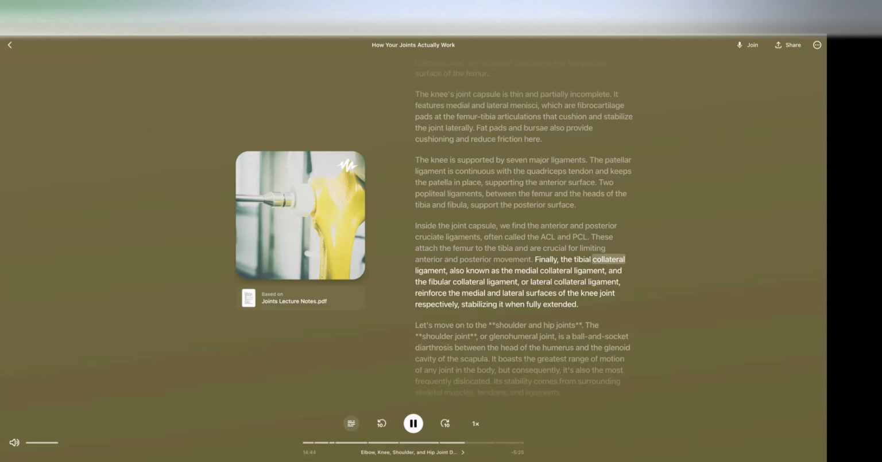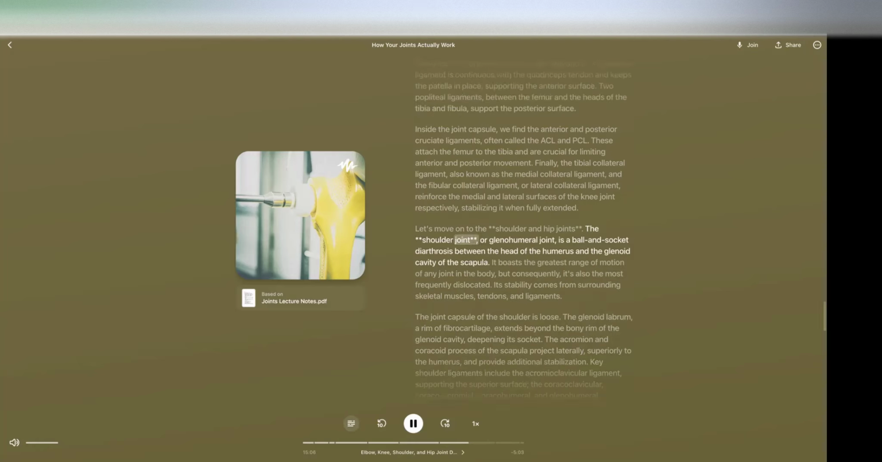Finally, the tibial collateral ligament, also known as the medial collateral ligament, and the fibular collateral ligament or lateral collateral ligament, reinforce the medial and lateral surfaces of the knee joint, respectively, stabilizing it when fully extended. Let's move on to the shoulder and hip joints.